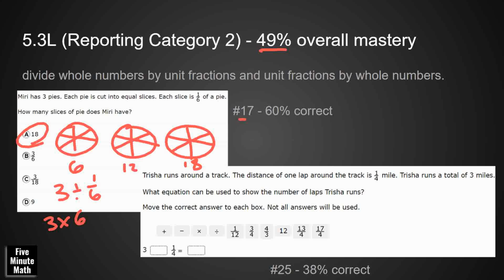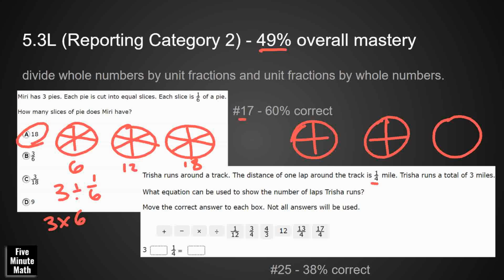We did that okay. Now this one was a little bit more difficult because it didn't have that visual of the 3 pies. Number 25. Trisha runs around a track. The distance of 1 lap around the track is 1/4. She runs a total of 3 miles. Now, if you wanted to, you could do the same thing, right? You could visualize it as 1 mile, 2 miles, 3 miles, and she's running 1/4 segments. So there we go. Now, the difference is I've got to put the entire thing in here, right?